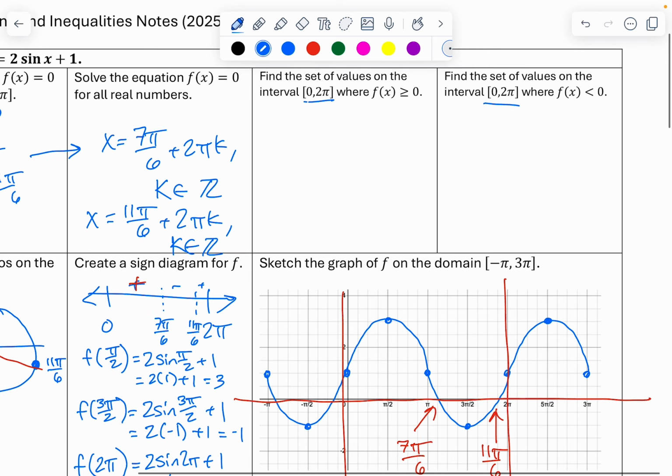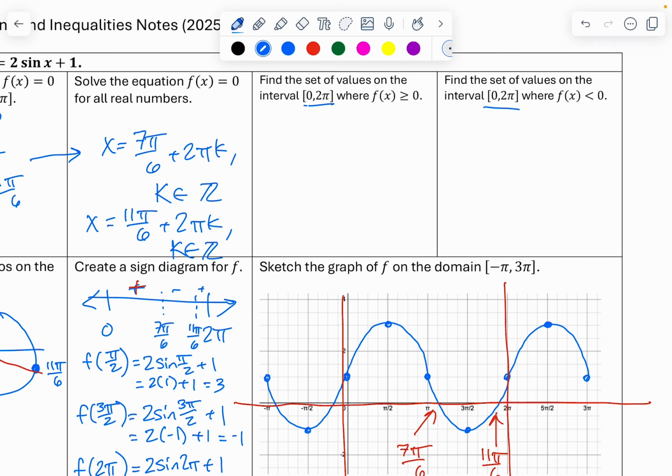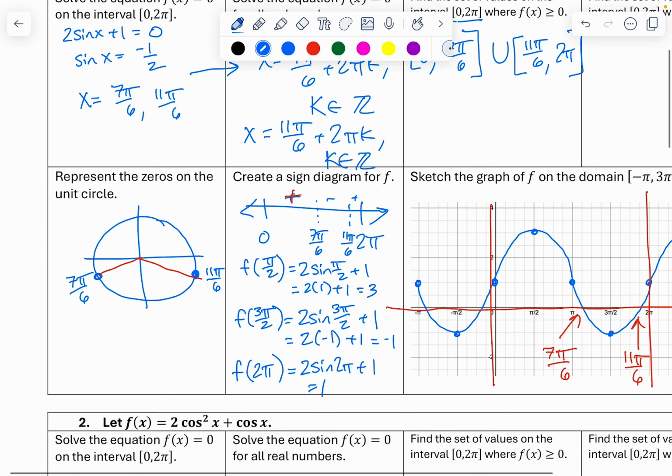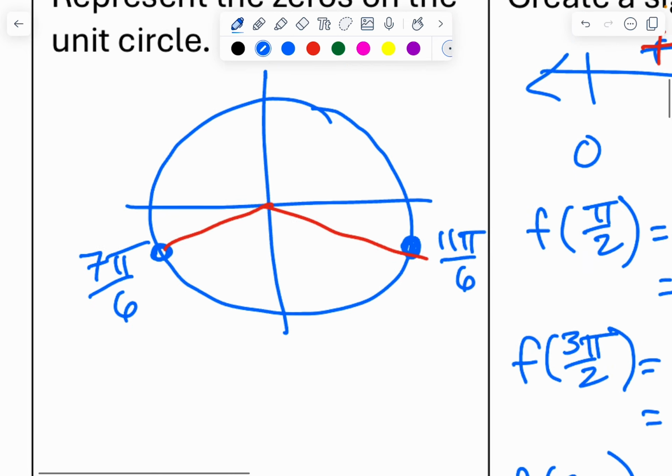Okay, so now we can look at answering these two questions. Find the set of values on the interval where f of x is greater than or equal to 0. Well, at 0, we were greater than or equal to 0, and we were equal to 0 at 7 pi over 6. And then we pick it up again, and we're still equal to 0 at 11 pi over 6, and then we can go to 2 pi, and that's the interval they asked us to live in. And so that matches what we see on the graph plus what we see on the sign diagram, but also we can look down here and think unit circle for a second.